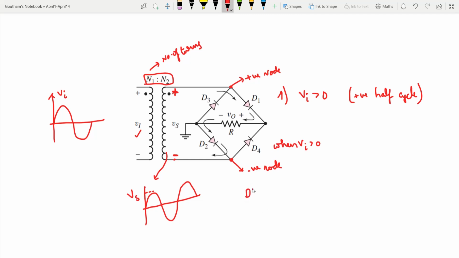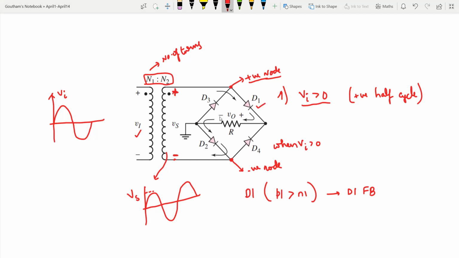Suppose D1. What is happening to D1? The P side of D1 is connected to the most positive node, so P1 can only be greater than N1. Why? Because this node is the most positive node in the circuit, of course only when Va is greater than 0. So P1 will be greater than N1. That means D1 is forward biased.